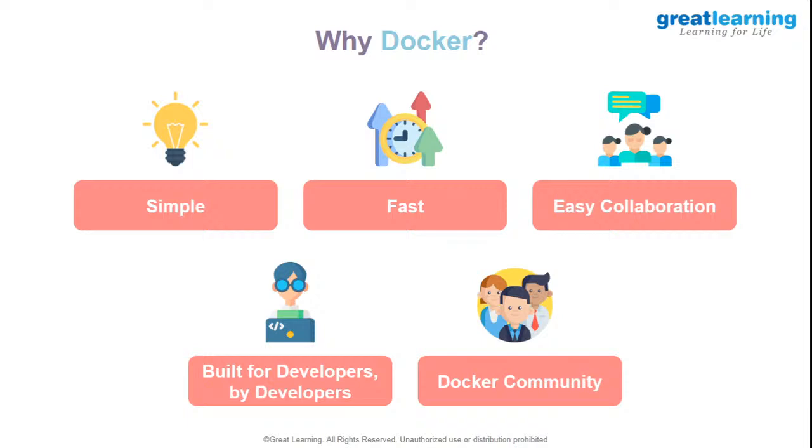Easy collaboration, definitely true, because you have DockerHub and different Docker registries. You just have to share your images for certain containers, and you can deploy your containers on local systems. Then built for developers by developers, yes, they are developers and they developed it keeping in mind that developers need to use these things, so they've made it perfectly for them. And the Docker community is one of the largest container communities, where a lot of different people contribute. And the Docker company also takes in these contributions and adds them to the software itself.